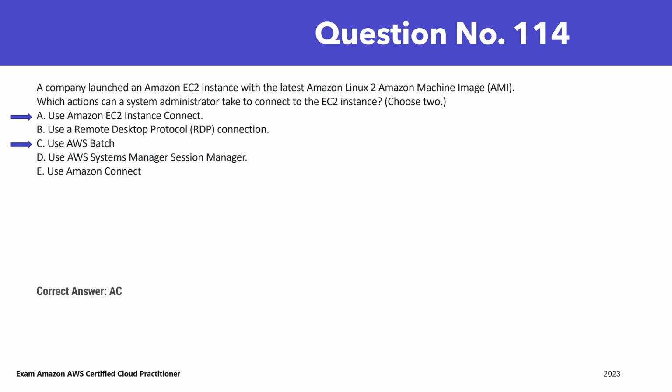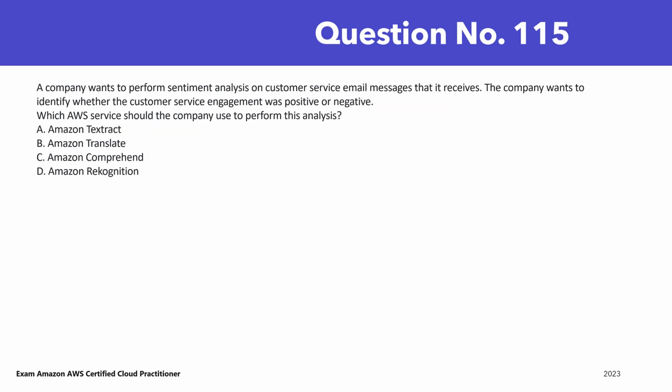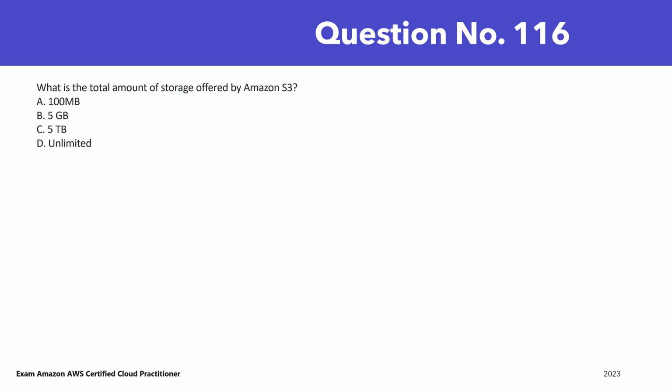A company wants to perform sentiment analysis on customer service email messages that it receives. The company wants to identify whether the customer service engagement was positive or negative. Which AWS service should the company use to perform this analysis? A. Amazon Textract. B. Amazon Translate. C. Amazon Comprehend. D. Amazon Rekognition.